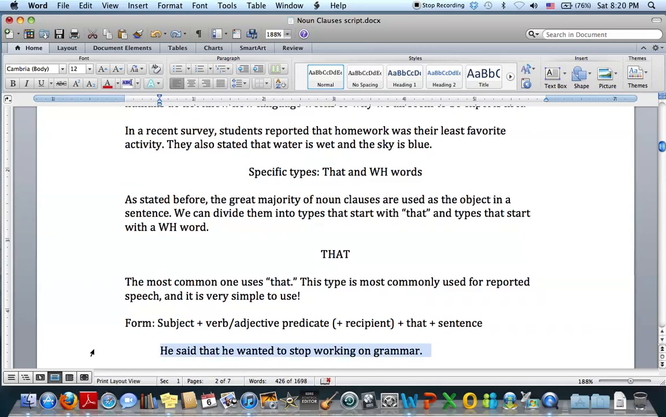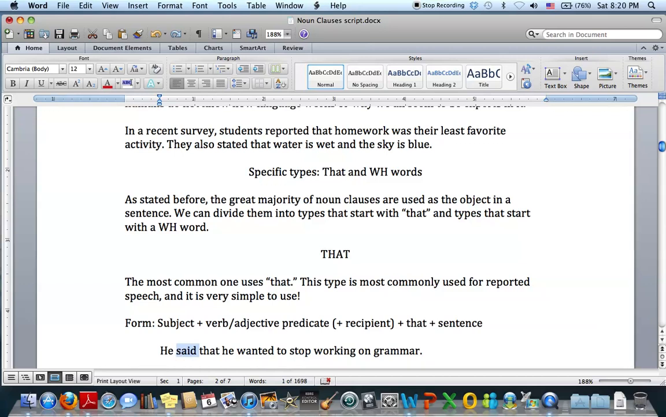Here we go. He said that he wanted to stop working on grammar. Okay, let's break this apart. First, we have to have a subject. Well, here it is, he. Then we need to have some sort of a verb. Well, here it is, say. And just like we said before, that's one of those three verbs that's going to be most common. After that, we could have a recipient. I don't see a recipient in here. That's because we're using the verb said.